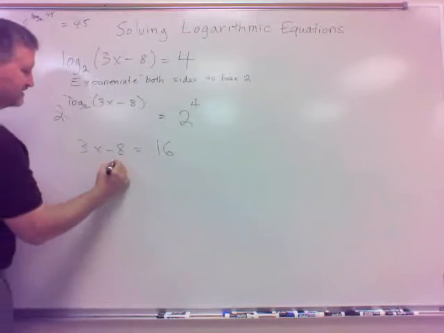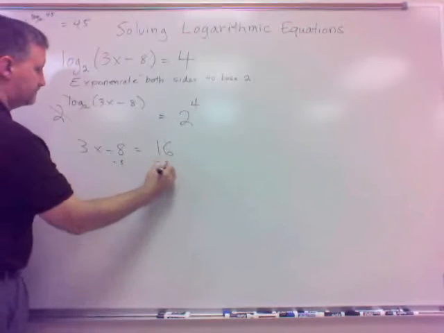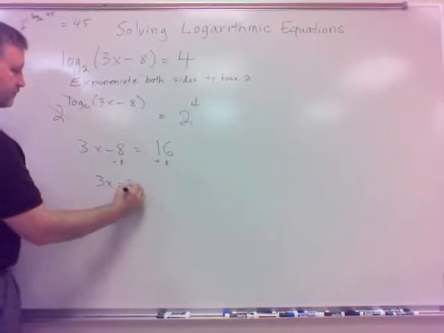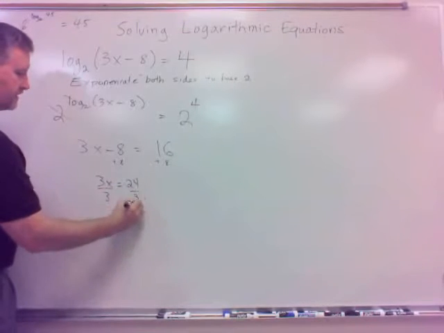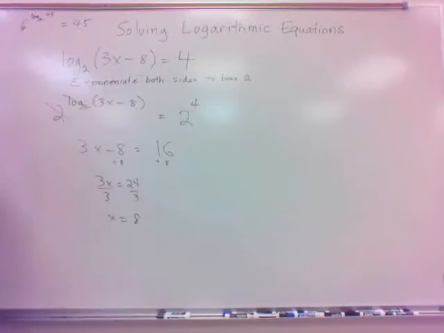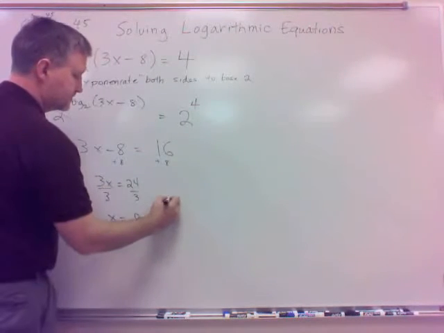How do I solve that? Just get x by itself. Add the 8, so I have 3x equals 24. Divide by 3, I've got x equals 8. Now, here's a word of caution. That looks like a pretty good answer. However, be sure to check those.